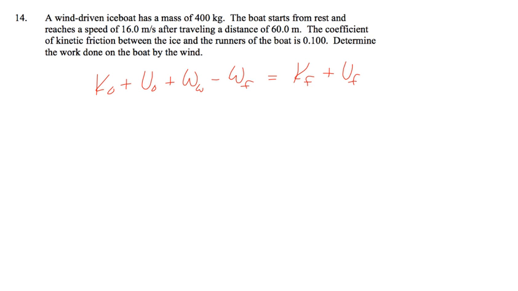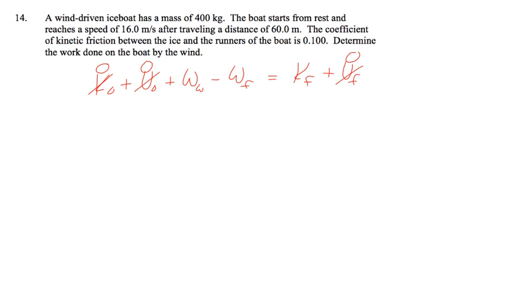So the first thing I want to do whenever I do these problems is see if I can make anything zero. Well, we're on ice, which is horizontal, so it's a level surface. So what can I make zero here? Both potential energies: U0 is zero and UF is zero. We're not going uphill or downhill if we're on ice. What else is zero? K0, because the boat starts from rest. So that's what I have left. I just have these three.